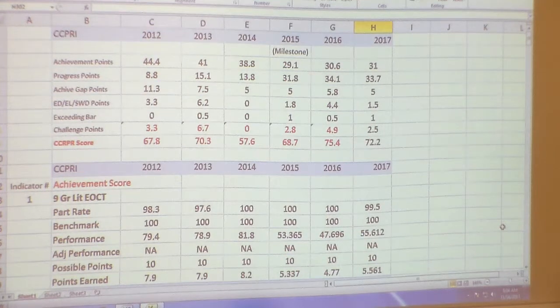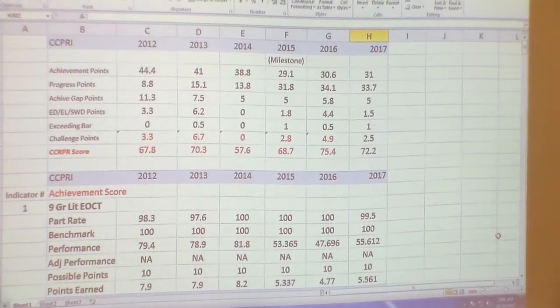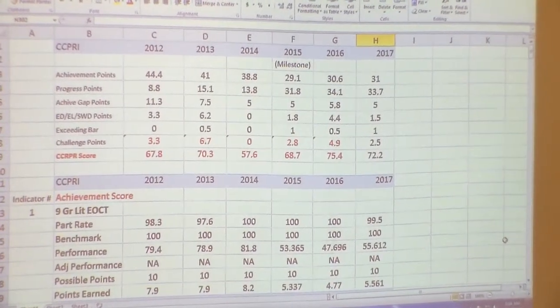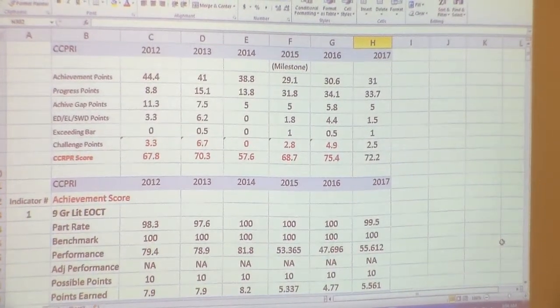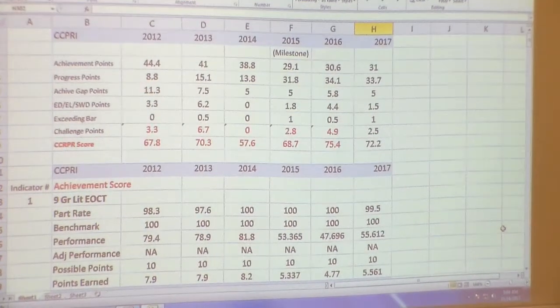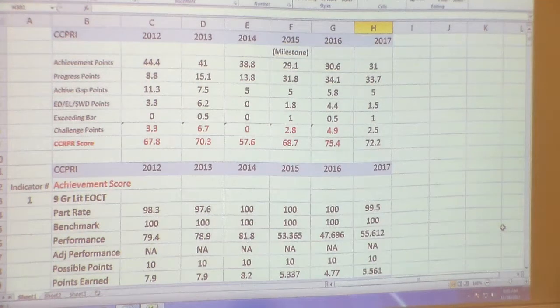All right, here's our comparison chart. You can see Milestones started in 2015. So our achievement points went up a little bit. It ain't much, but it's always good to go up and down. Progress points went down. Our gap points went down a little bit. As you can see, our students with disabilities really went down.